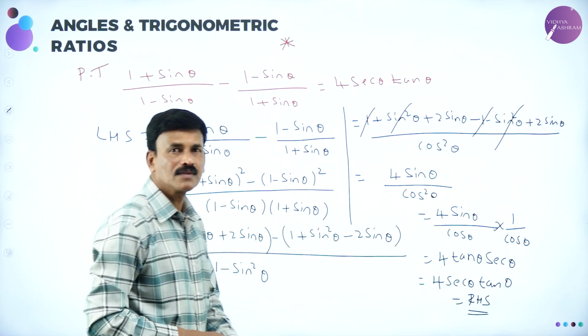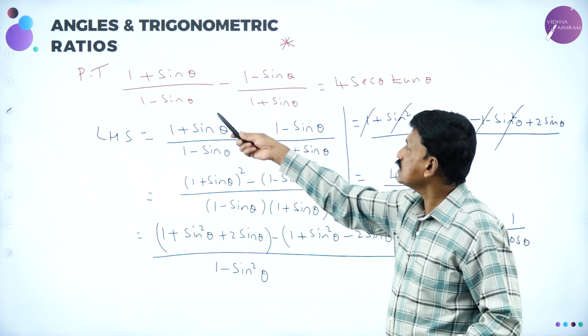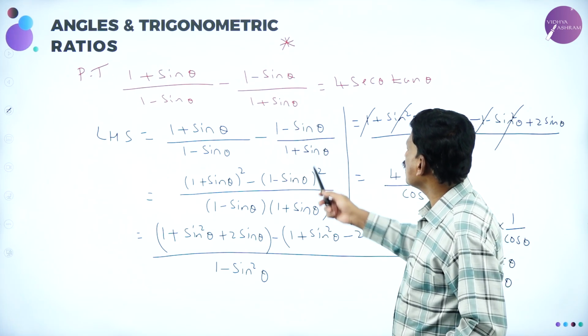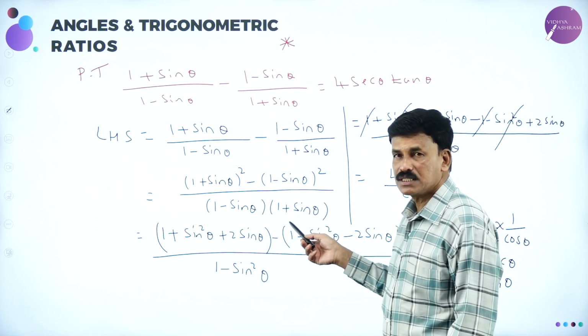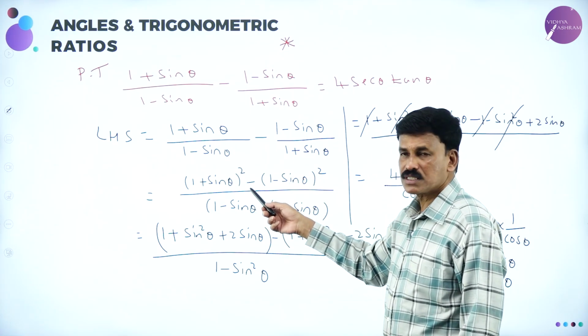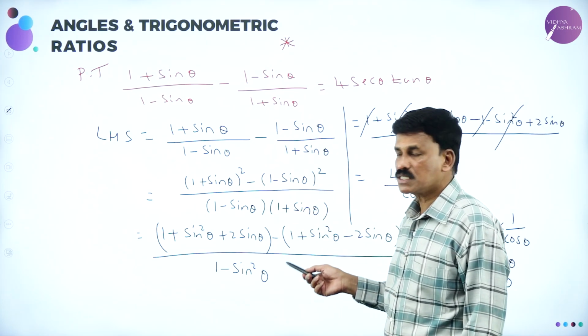That's it. Okay. Hope you followed. This is also important for 3 marks. See here, take LHS. (1 plus sin theta) by (1 minus sin theta) minus (1 minus sin theta) by (1 plus sin theta). Take LCM. 1 minus sin theta into 1 plus sin theta is the LCM, cross multiplied. 1 plus sin theta into 1 plus sin theta is (1 plus sin theta) whole square, minus 1 minus sin theta into 1 minus sin theta is (1 minus sin theta) whole square.